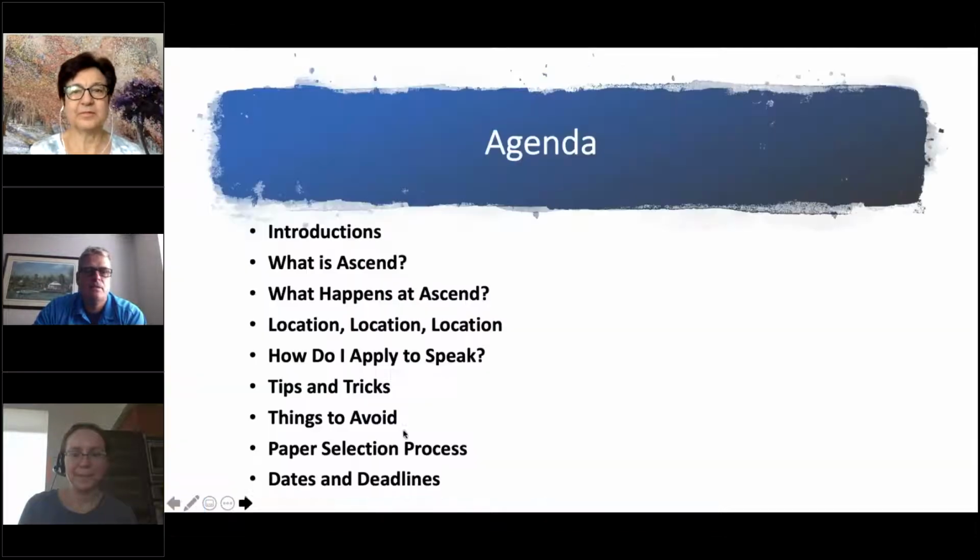Next, we're going to go over a quick agenda for today. It'll be pretty straightforward: introductions, which is what we did earlier. We're going to talk about what Ascend is. Currently, Ascend is a hybrid event. It will be in person and virtual. We'll talk about what happens at Ascend and its location. With the current state of COVID, location's key for this event, so we're excited about it. Next, we'll go over how you apply to speak, which should be pretty easy. Some tips and tricks, some things to avoid. And then we'll go through a detailed look at the selection process, how we go about selecting sessions, and then the most important thing, the dates and deadlines.